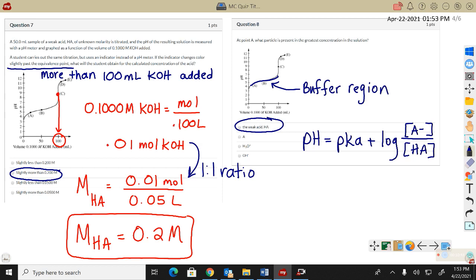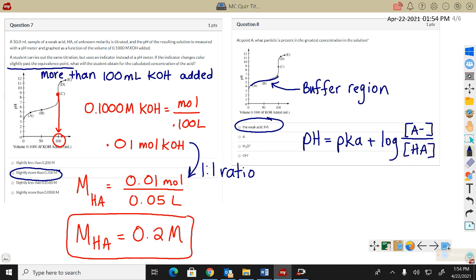All right, another great question here. Check this out. Number 7. A 50 milliliter sample of a weak acid, called HA, of unknown molarity is titrated. Fantastic. And the pH of the resulting solution is measured with the pH meter and graphed as a function of the volume of 0.1 molar potassium hydroxide added.